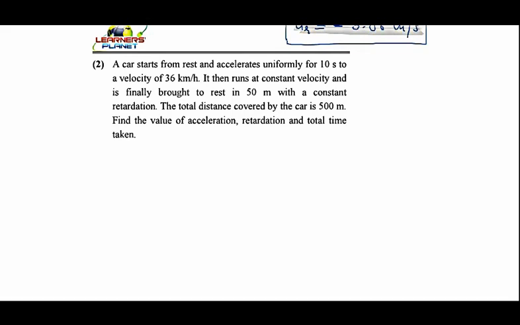A car that starts from rest, that is your initial velocity is 0, and accelerates uniformly, which means uniform acceleration, so we can simply say that a is constant, for 10 seconds. The time has been given. It attains a velocity of 36 kilometers per hour. It then runs at constant velocity and is finally brought to rest in 50 meter with a constant retardation. Is it clear friends? The total distance covered by this car is 500 meter.